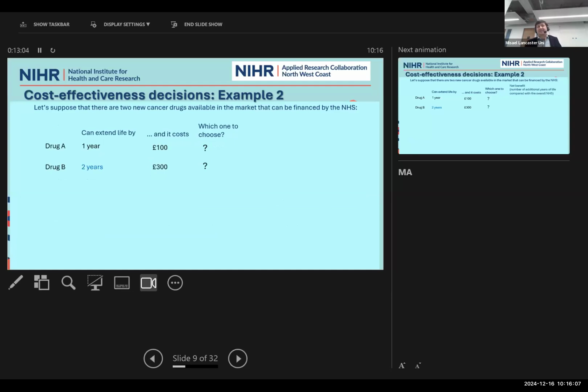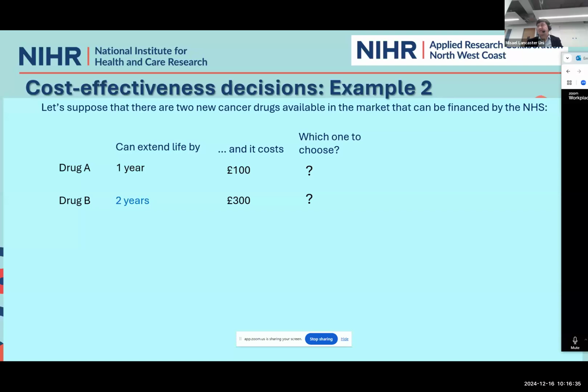But now let's assume that drug B can extend life by 2 years. So, it can be changed from presenter mode. Let me just check if it can be done. Okay, now better. Perfect.